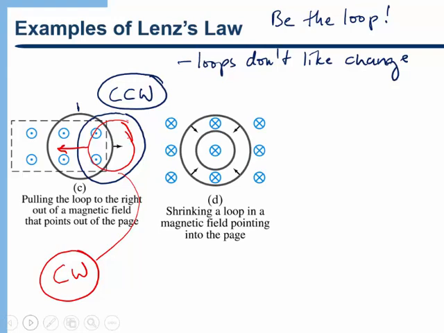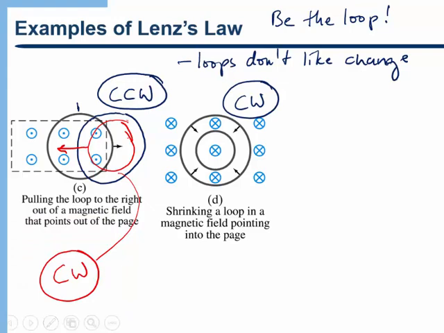Let's look at another example. Here we have a loop that is shrinking. So it's going from this original size down to this size. So notice that as that loop gets smaller, there is less magnetic field going in. Well, when you're taking magnetic field away, the loop wants to make magnetic field in the same direction. So put your thumb towards the screen and look at the way your fingers are curling. They are curling in a clockwise direction. And so the induced current would be clockwise.